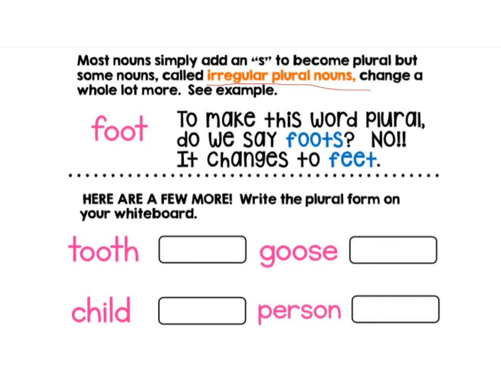You already know that the plural for tooth is teeth. So let's look at these other 3, which you might already know. The plural for goose is geese. The plural for child is children. And the plural for person is people. Pause the video here so you can take time to write these 4 down.